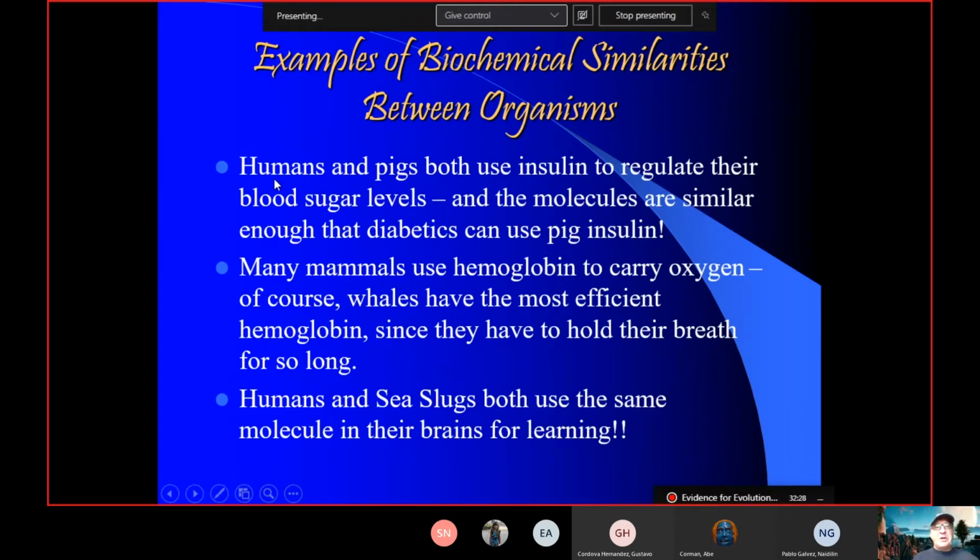The pig and the human and many other mammals all inherited the same molecule from an ancestor that was the first one to form that molecule, passed it on in its DNA to us and to the pig, showing that we're related.